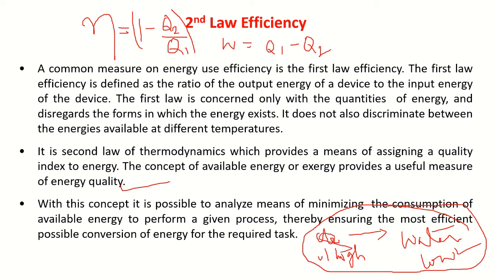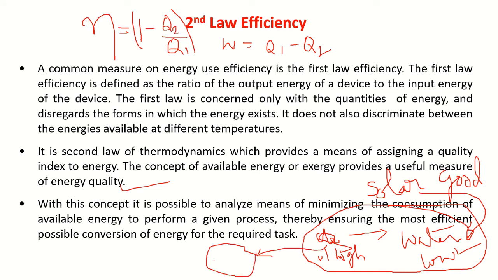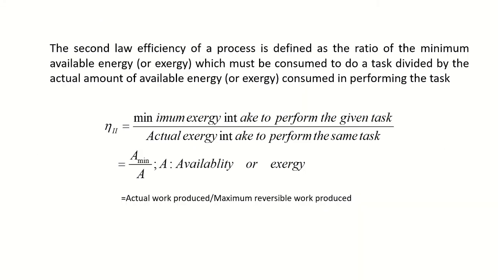Suppose there is solar thermal energy available. I use this solar thermal energy for water heating. Then it is a good match. Or, this high grade energy which is available as electricity, let us say I use to drive some mechanical device, maybe even a vehicle, then I am matching it with a good task. So that is where exactly the second law efficiency comes into the picture.